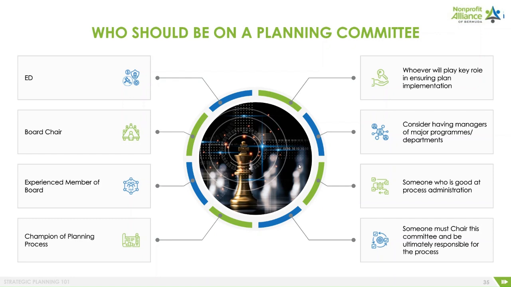Here's how the various key members of the board and the process can be involved in the planning process. The ED can point out who will play a key role in the strategy and who should be included in addition to the board chair. The ED can also assist in determining who within the staff should be involved at what levels. Experienced board members can be on the planning committee, someone who can be trusted to bring back the information and who can speak on behalf of the board. There should also be someone who is good at process administration if you have them on hand, and someone must chair this committee and be ultimately responsible for the process.